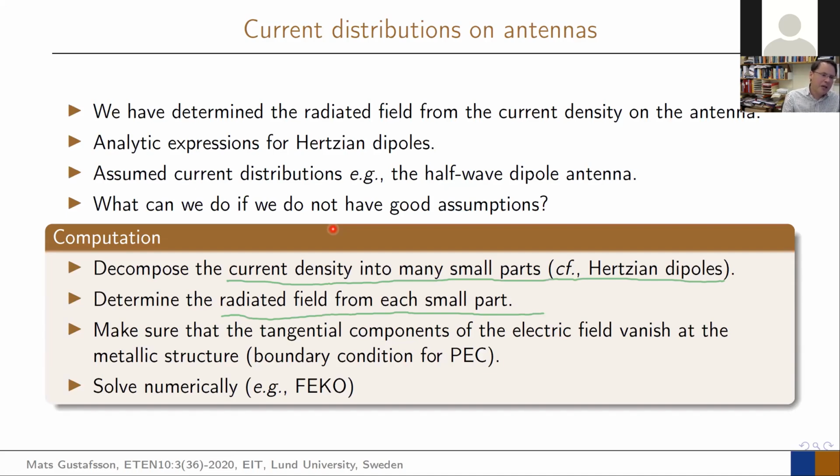And then we add Maxwell's equations. And Maxwell's equations add what's called boundary conditions. So they put constraints on these currents. For example, for a good conductor, that is PEC, perfectly electric conductor, it says that the electric field has to vanish on top of it. And this gives us a matrix equation, a linear system that we can solve. And we solve that numerically. And that is, for example, what's done in FEKO.